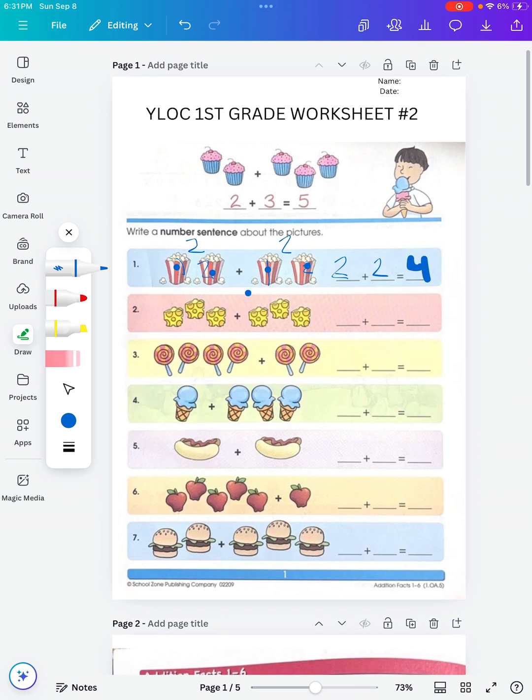Okay, question number 2. Here the picture sentence is shown as cheese. So there's first 1, 2, 3, and then there's another 1, 2, 3. So now there's 3 plus 3. And 3 plus 3 is, we could count all together, 1, 2, 3, 4, 5, and 6. So now we know that there's 6 cheese blocks.